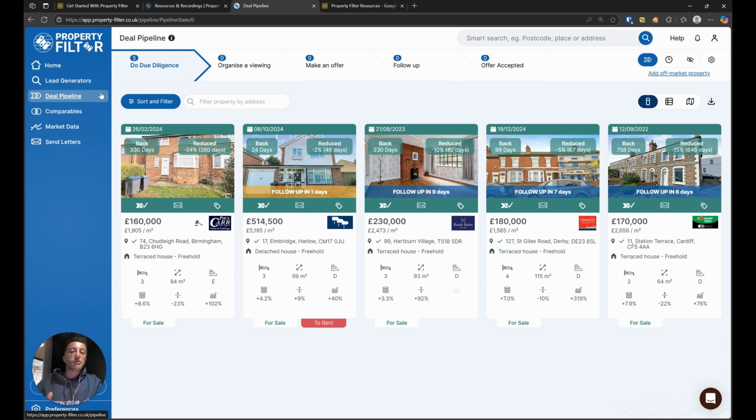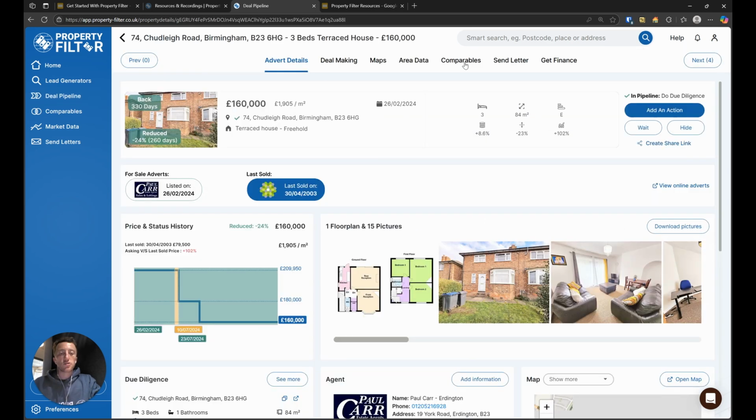So now I'm going to go into the deal pipeline. And so this is your CRM system, and the aim here is to progress the properties from the first section further to the right. You can amend this process as well, so there's a video on the community which will help you to understand how that can be done. Let's go into the property we were just looking at, and I'll show you the rest of it.